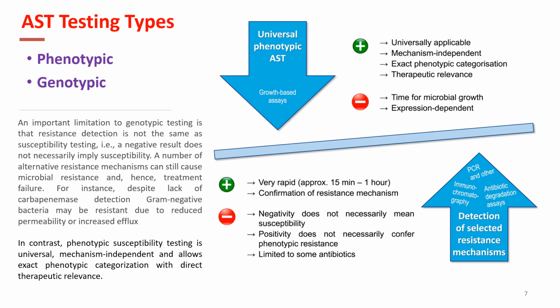While genotypic methods are very rapid, within an hour they give the identification and the resistance gene identification. It confirms the resistance mechanism. However, the issue is that a negative result does not necessarily mean susceptibility, a positive result does not necessarily confer phenotypic resistance, and it is limited to only a few antibiotics. So phenotypic susceptibility testing is universal, and it should be followed in most healthcare settings.